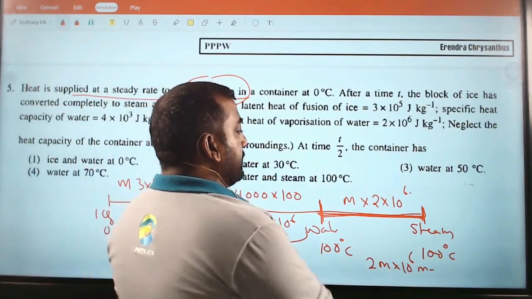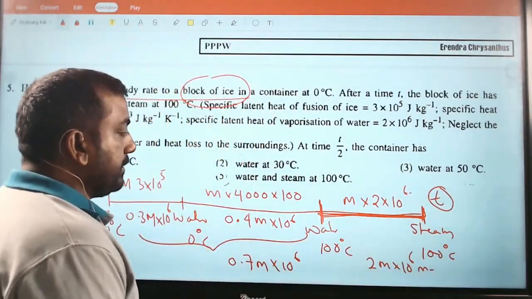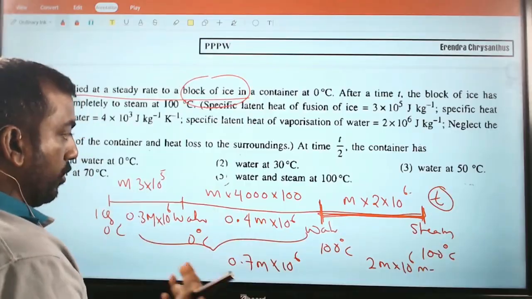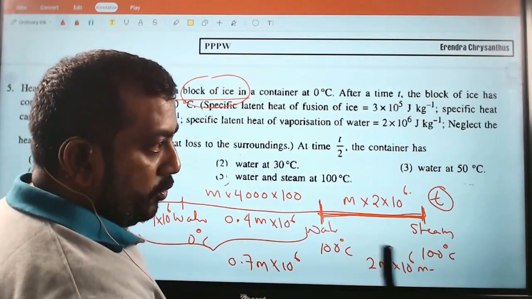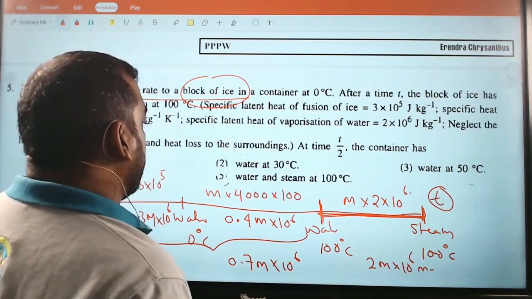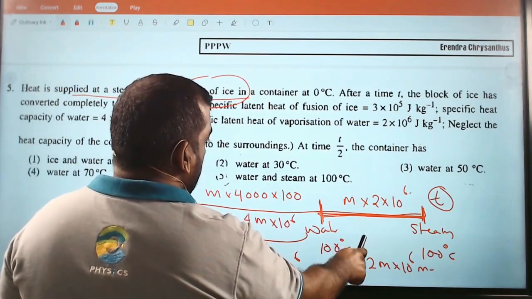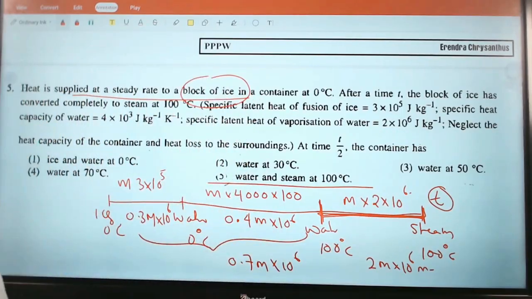Total time is T. So half the time means, if I take the total energy 2m plus 0.7m, that is 2.7m, divided by 2 is 1.3m. Where is 1.3m? Here. There is a mixture of water and steam. Correct answer is answer number 5.